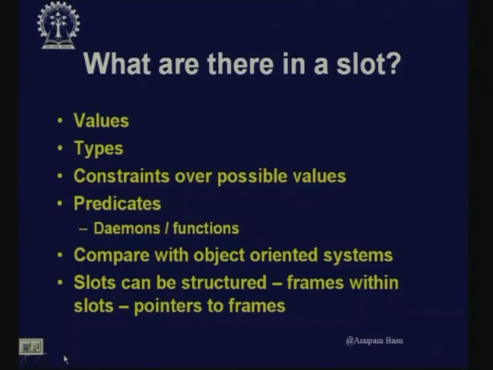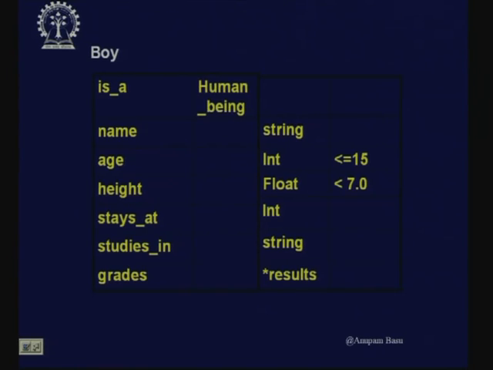Grades, now here you see type is a pointer to results. So, results is another frame. Now, that means if I need grades or the CGPA, then for that boy the grade can be computed from the results. Whatever marks he has got, based on that I can find out whether he gets an A or B or C. So, it is a pointer to another frame which is known as results. That is also possible. That is what is meant by this last line. Slots can be structured, that means within a slot I can have a frame.